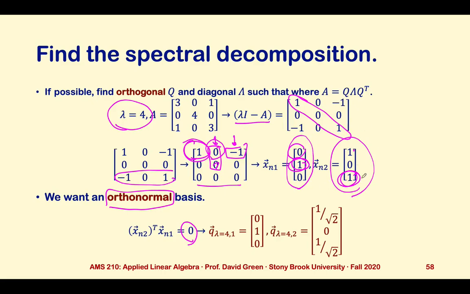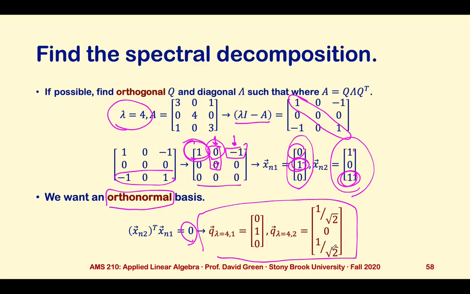We need to normalize this in the same way, dividing this through by its length, and this gives us an orthonormal basis for this eigenvalue lambda equals 4. One of the vectors is 0, 1, 0, and the other is 1 over root 2, 0, 1 over root 2.